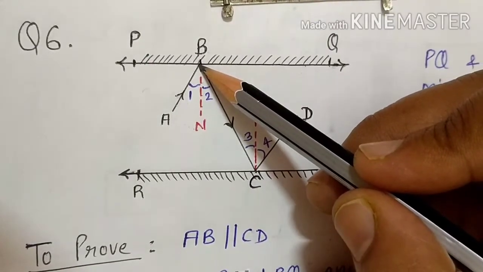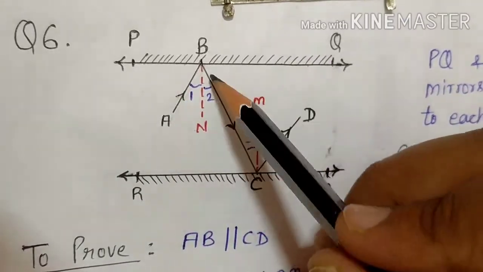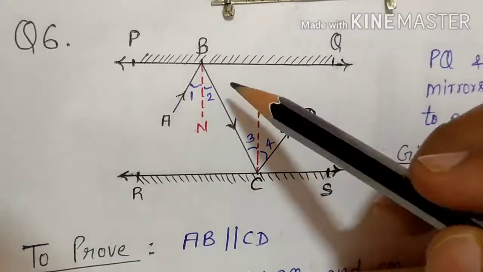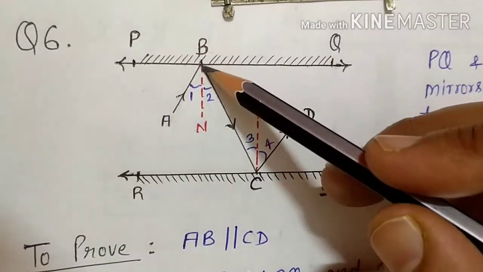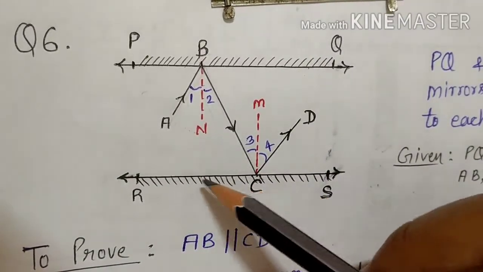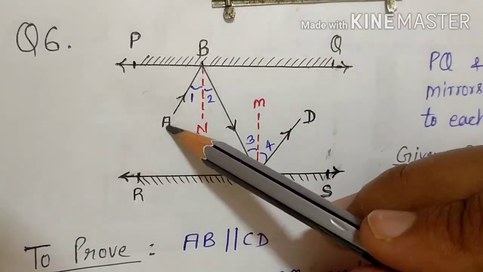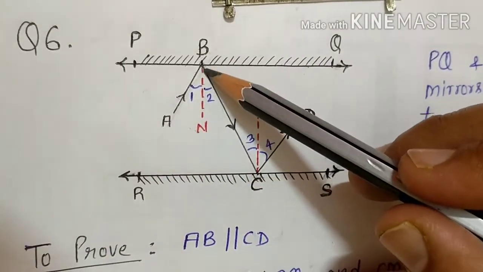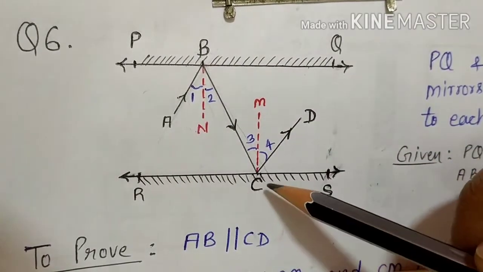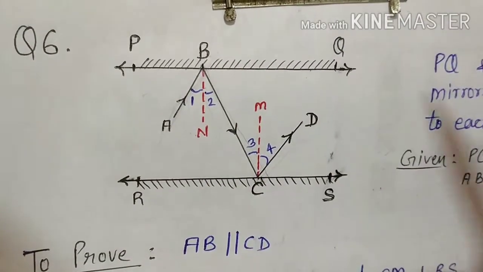That ray reflects. AB strikes this one mirror PQ, so it strikes back at mirror RS in the form of BC. Then when it comes to BC, it reflects again, because RS is also a mirror, so it reflects in the form of CD. First we put a ray here, and it reflects in the form of BC to the RS mirror, and RS is also a mirror, so again it reflects in the form of CD.